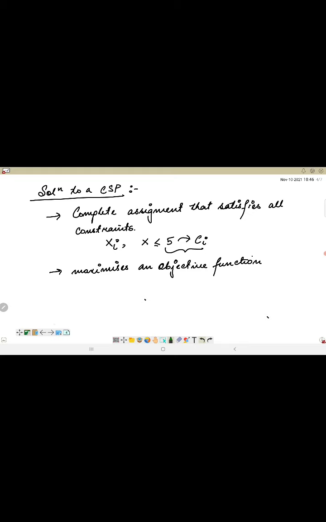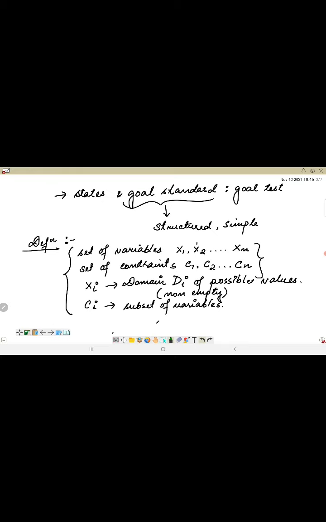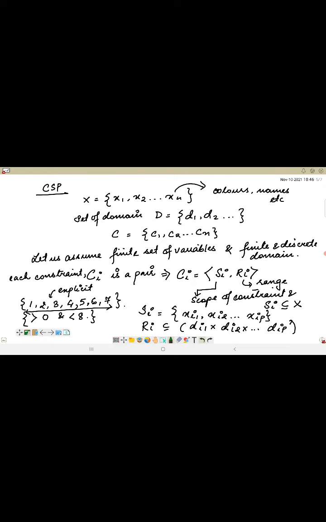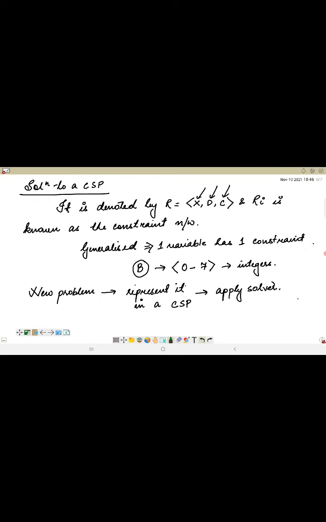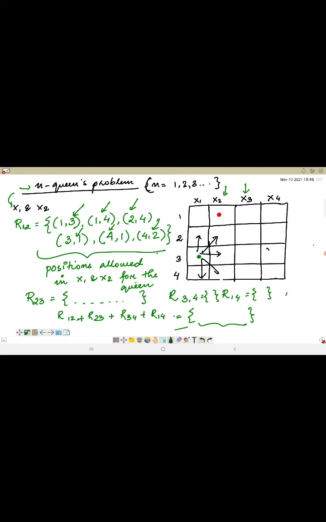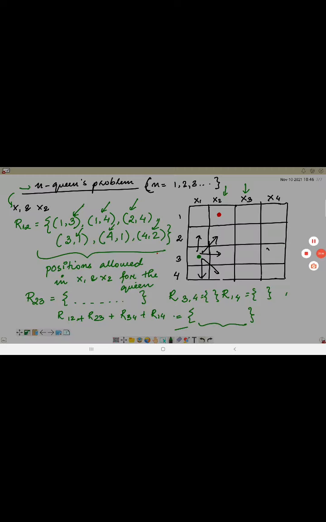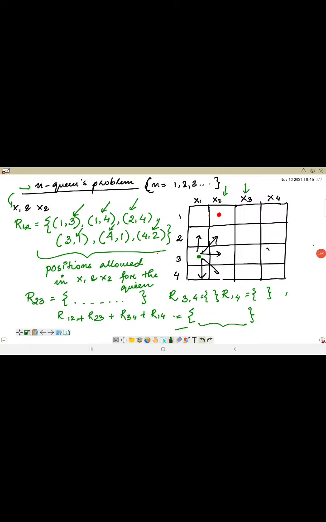We have defined a CSP, we have seen the different components a CSP has, and that it is testing itself against a particular gold standard. And after that we talked about a lot of other things associated with a CSP, like what a constraint representation is, what the solution of a problem is, and how we can represent a particular problem in the form of a CSP and apply a solver to it. So that is all for this session.